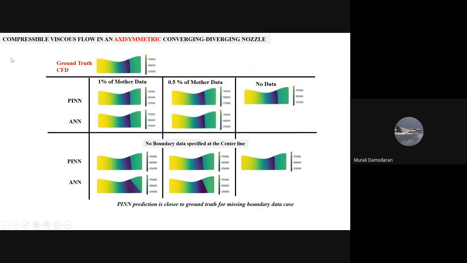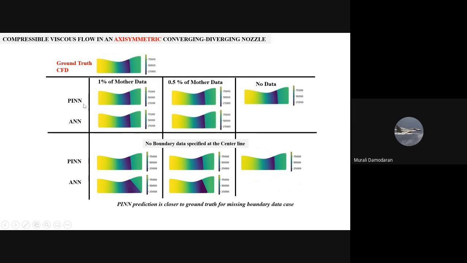A colleague of mine, Tay, extended this to an axisymmetric converging-diverging nozzle, where we again solve the same problem. So this is the ground truth, and we want to predict by PINN and ANN, and this is the type of mother data size we have used: 1%, 0.5%, and no data.